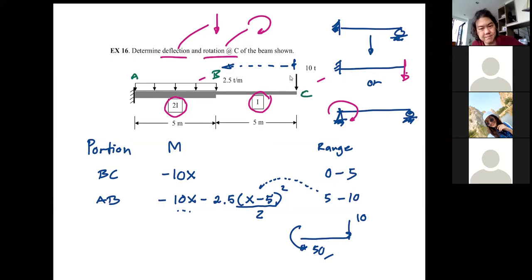Any question about this? Is there any question about this? Now you can see that you need to be able to write the moment equation properly. And that of course comes from the fact that you are able to write the free body diagram properly as well.